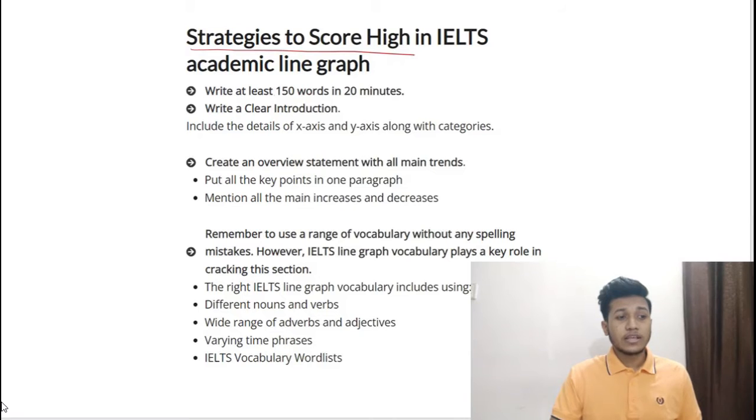The first thing is you have to write 150 words within 20 minutes. Practice this many times. The more you practice, the more accurate you become. Sometimes you won't even need 20 minutes to write 150 words. You may finish in 16 or 18 minutes, which will be a great plus point for you.